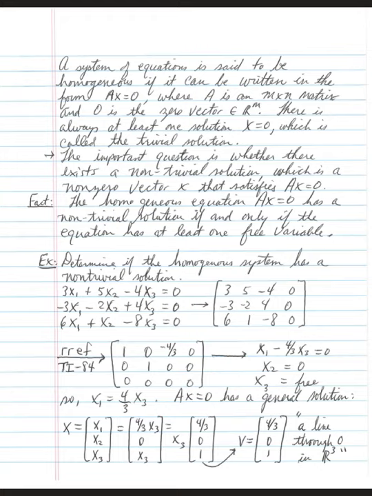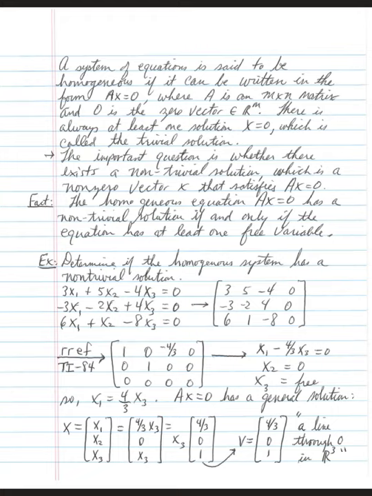Let's look at an example. Determine if the homogeneous system has a non-trivial solution. We have three equations with three unknowns. Let's take all these coefficients and write them as an augmented matrix in the same positions. If you go into your calculator and type in this 3x4 matrix in reduced row echelon form using your TI-84, notice because they're all zero, we're going to have infinitely many solutions.